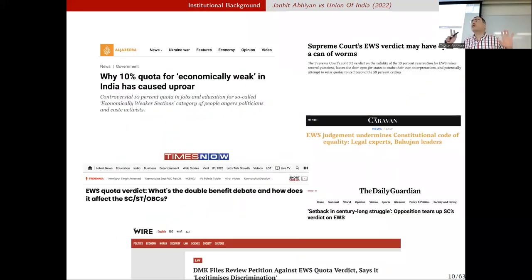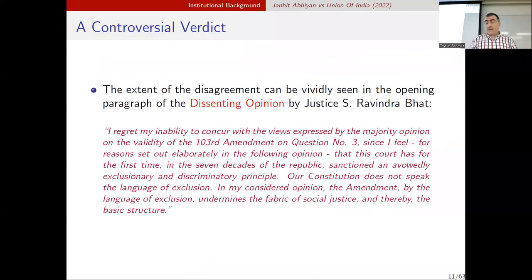So how strongly did they dissent? Let me illustrate. This was very big news in India. And remember, this was the first Supreme Court judgment which was live online. It's basically history for them. And you can see the extent of disagreement in paragraph one of the dissenting opinion by Justice Ravindra Bhat. The Chief Justice didn't give any opinion. He just said, I agree with everything. So basically, the opinion by Justice Ravindra Bhat also represents the Chief Justice's opinion.